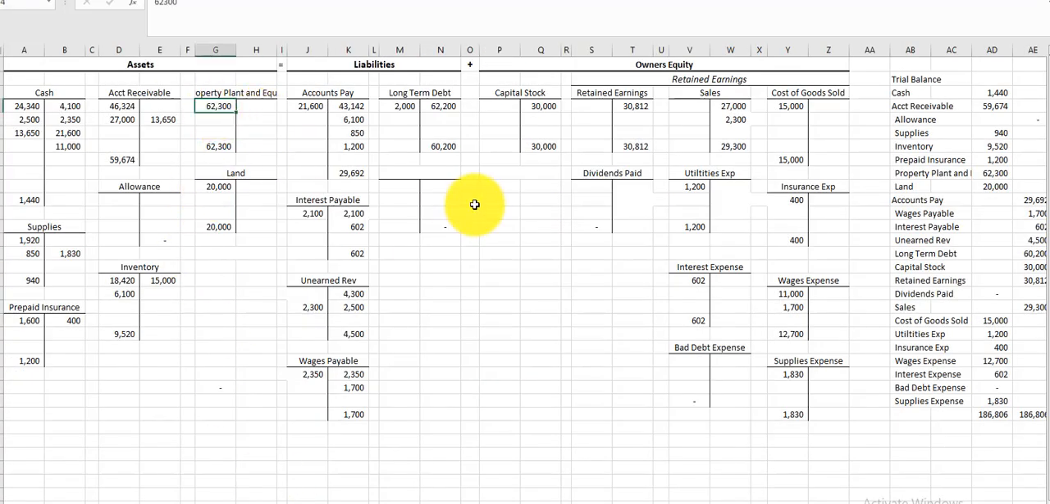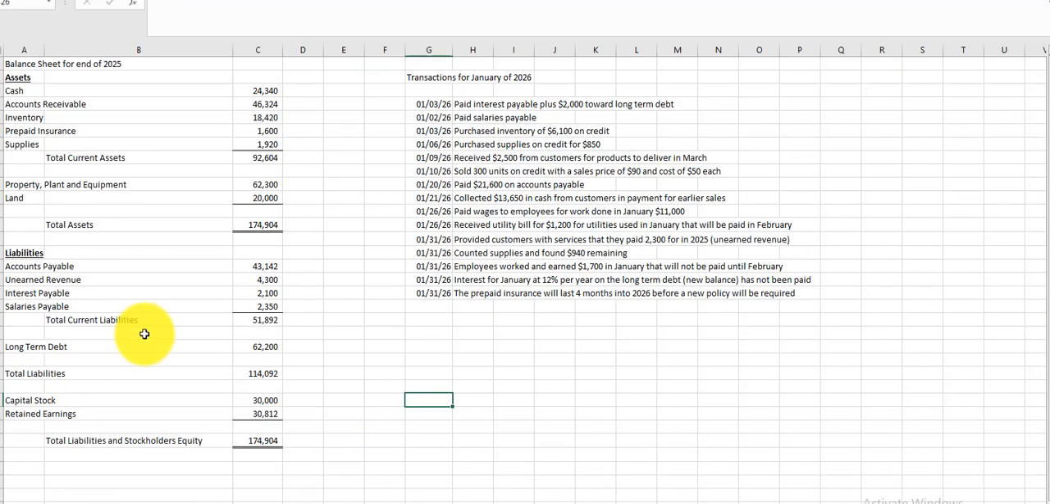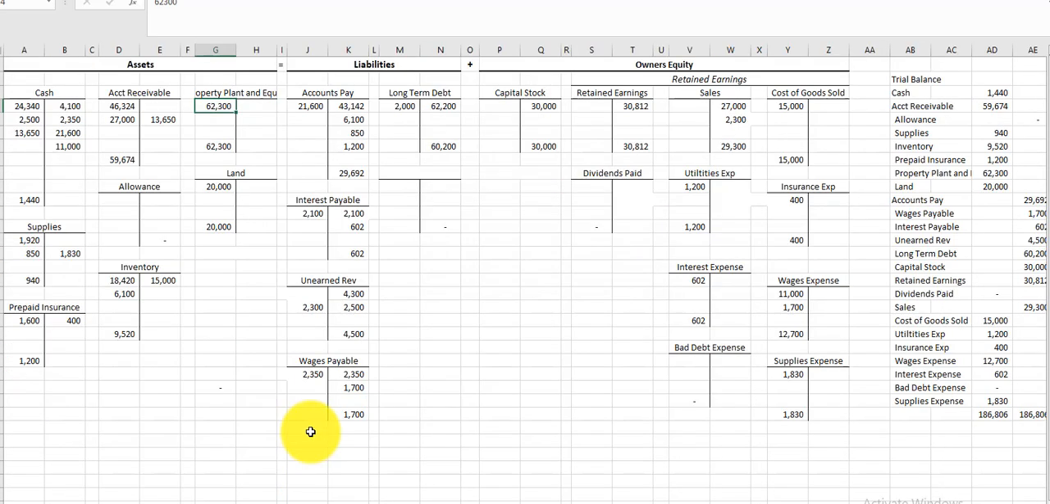Whoa, we better check that. You can see we made a mistake there. 62.2 and 62.3. That's a kind of error that's easy to make. Why we do this in the computerized accounting software, where that mistake couldn't be made, because that would throw us off. Okay.